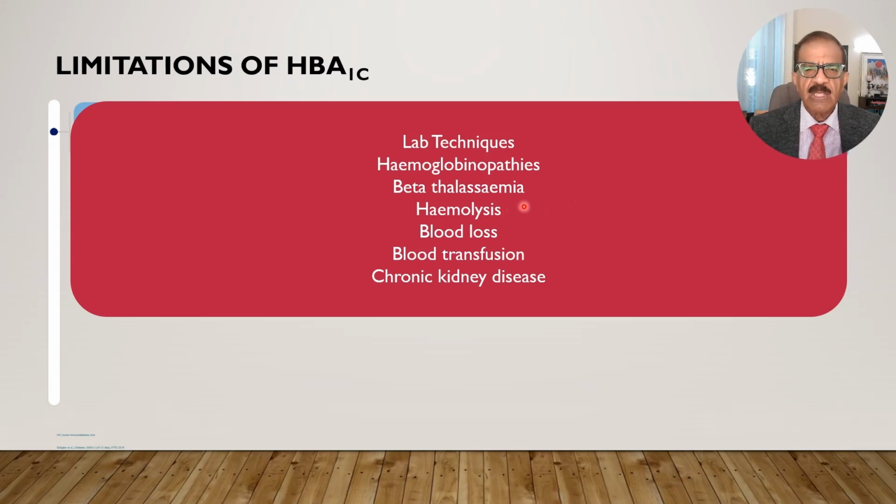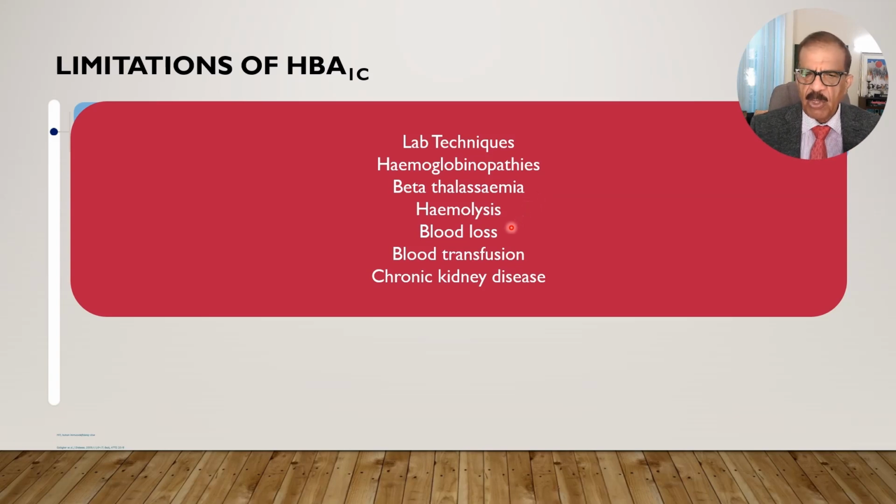Number two, this glycation actually occurs with the beta chain. So if you do not have beta chain, or if you have a low level of beta chain, despite high glucose, your A1C may be low. So that is another limitation.